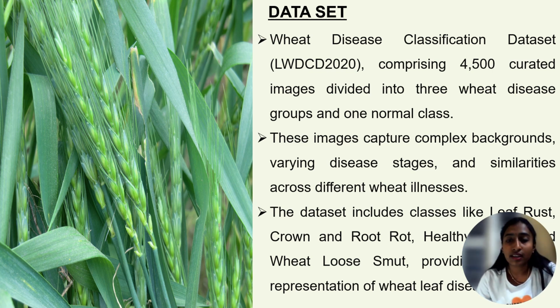The classes we are collecting are leaf rust, crown and root rot, the healthy wheat, and then wheat loose smut. These are some of the leaf diseases we are considering here, and these are the four main important ones we are focusing on.